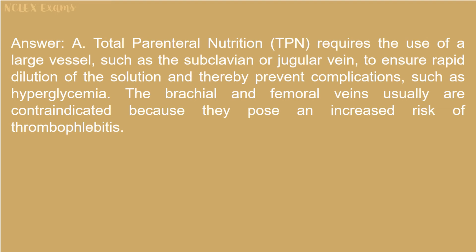Answer: A. Total parenteral nutrition, TPN, requires the use of a large vessel, such as the subclavian or jugular vein, to ensure rapid dilution of the solution and thereby prevent complications, such as hyperglycemia. The brachial and femoral veins usually are contraindicated because they pose an increased risk of thrombophlebitis.